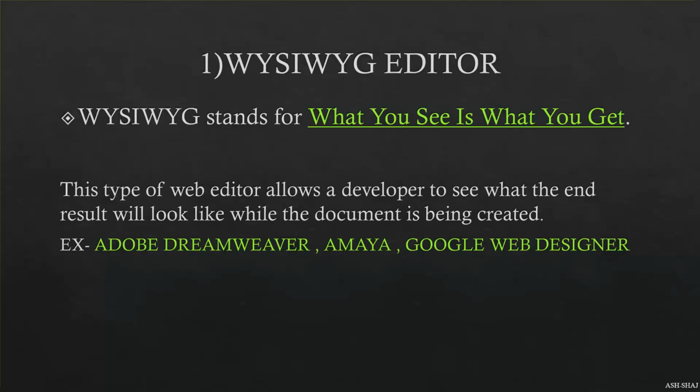First, WYSIWYG editor. WYSIWYG stands for What You See Is What You Get. This type of web editor allows a developer to see what the end result will look like while the document is being created. So this editor allows us to see what the end result of the code we are typing will look like. The name itself suggests it: what you see is what you get. Examples are Adobe Dreamweaver, Amaya, Google Web Designer.